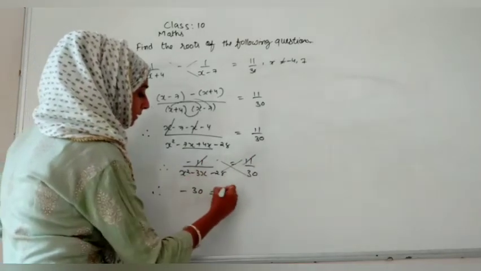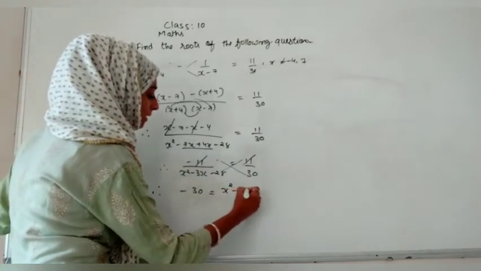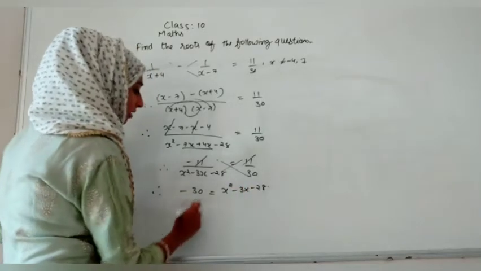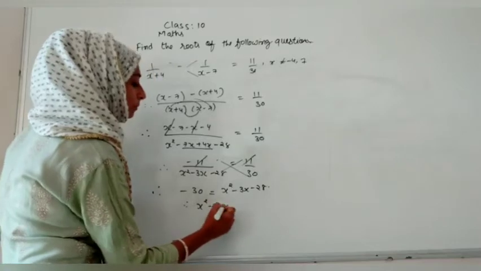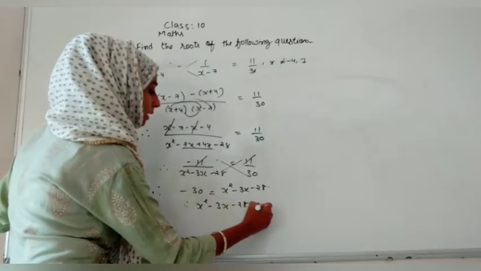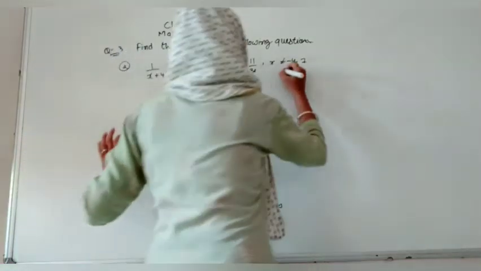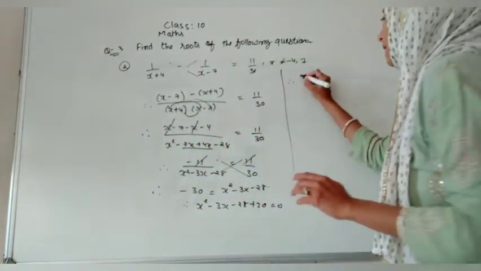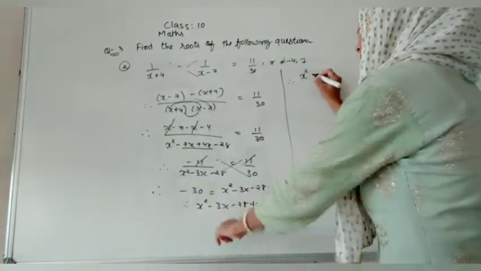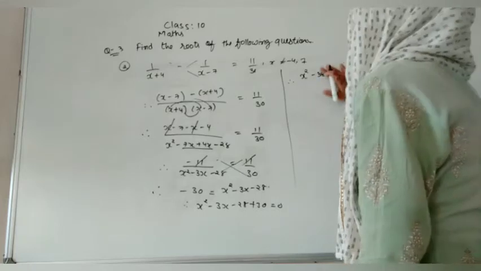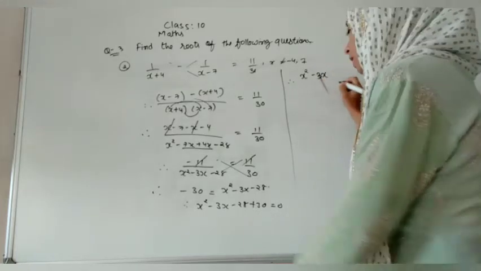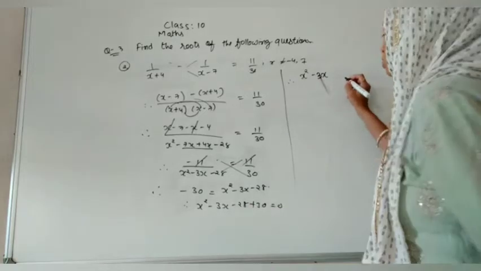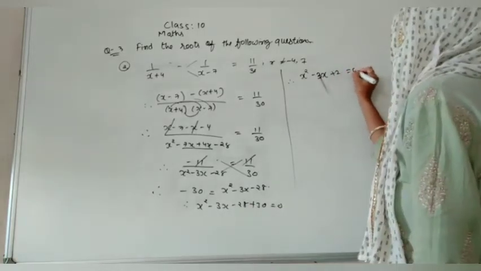And let me take this to that side, so it will become x square minus 3x minus 28. Now let me shift this to that side, so it will become x square minus 3x minus 28 plus 30, and that is equal to 0. So here let me complete it. What I am getting is x square minus 3x plus 30 minus 28 will make plus 2, and that is equal to 0.